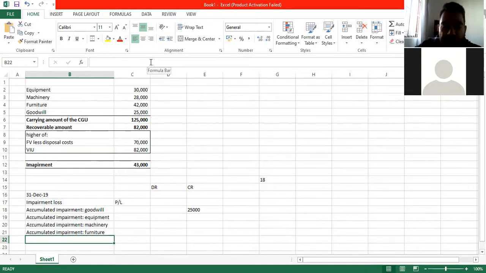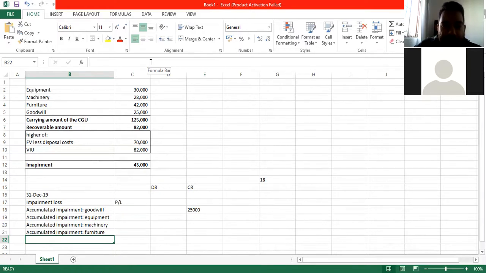So in this case, we have 43 million, or 43,000, impairment. First, write off against goodwill. Goodwill is only 25. So therefore, we're writing off goodwill to zero. There's no more goodwill in this company or in the CGU. And then anything else, we will write off against other assets.